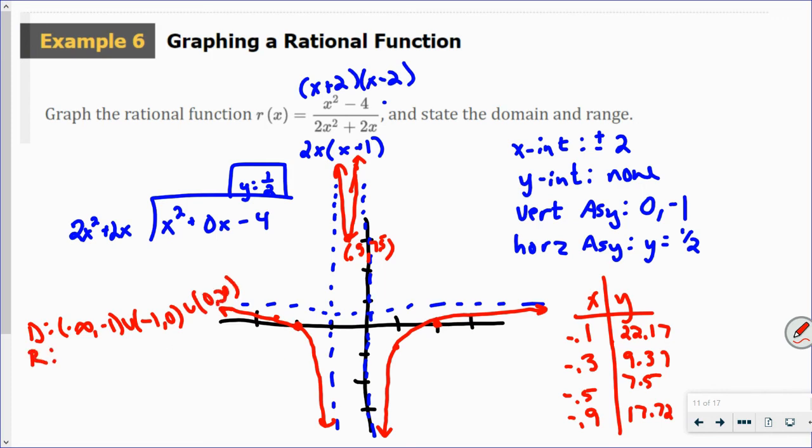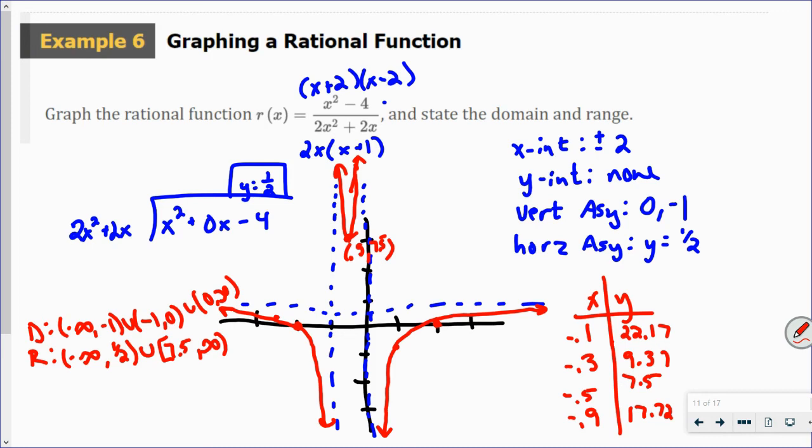Range, for the range wise, we can start all the way at negative infinity. And we can go all the way up to a half right there. So a half, because it keeps approaching that number. Union, and then I can come here to 7.5, and I can actually have that 7.5. So bracket 7.5, comma, infinity. So we've got that jump there, and you have to make sure that you understand the difference in having a parenthesis and bracket versus an asymptote or an actual dot there.